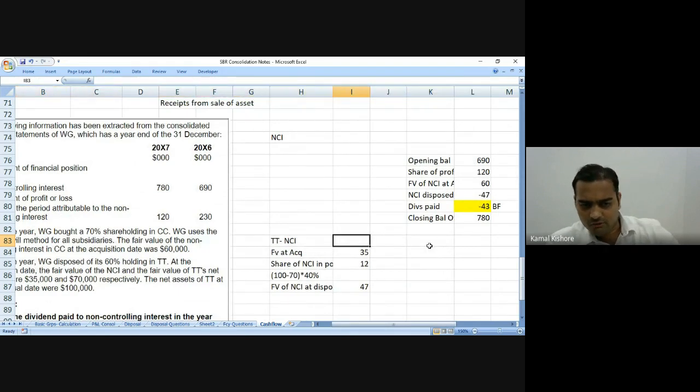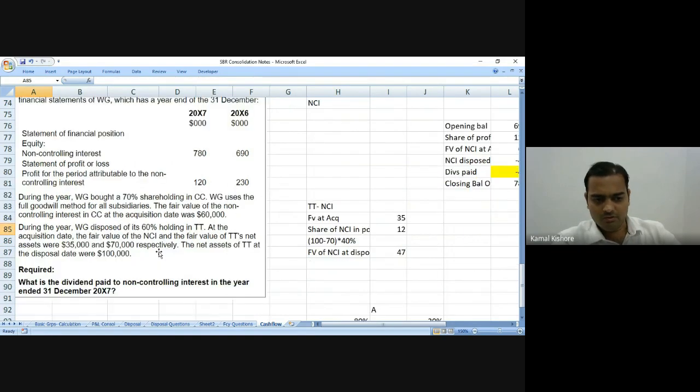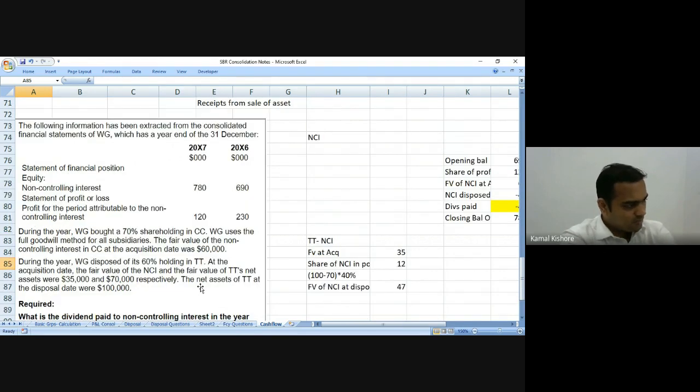There is actually no knowledge of cash flow required. But this becomes dividend paid to NCI, which becomes a cash flow item. Now the question is, will this dividend paid to NCI come in investing activity or financing activity? They're not asking you, but this is my question. Where will dividend paid to NCI come? In investing activity?